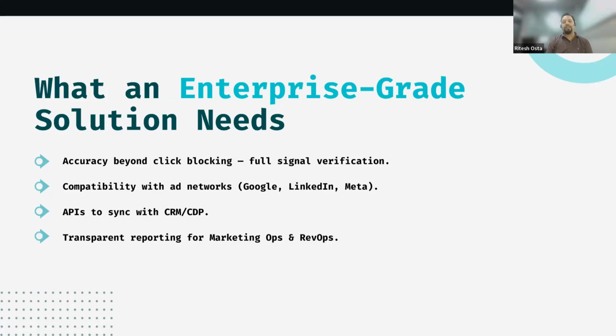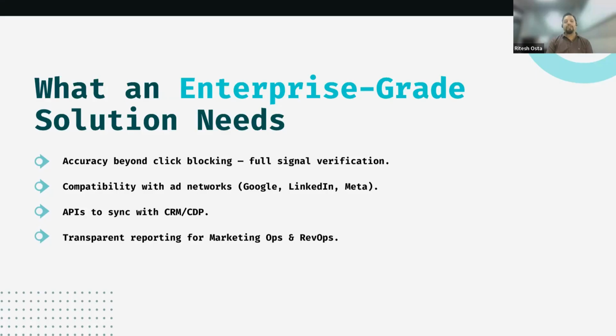So what does an enterprise grade solution mean? When we're talking about an enterprise grade solution, what do you need? You need accuracy beyond click blocking. That means just putting a click blocker is not going to help you fully. You need complete accuracy when it comes to signal verification. So you have to block the click, and also verify all the ones which are coming into your system. Then there needs to be a double verification within your system whether this is actually accurate, whether this is actually real or not. So there needs to be two layers of protection at least.